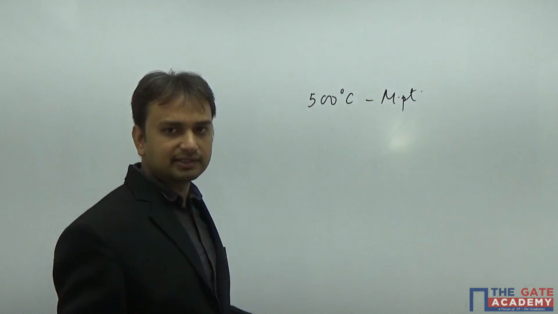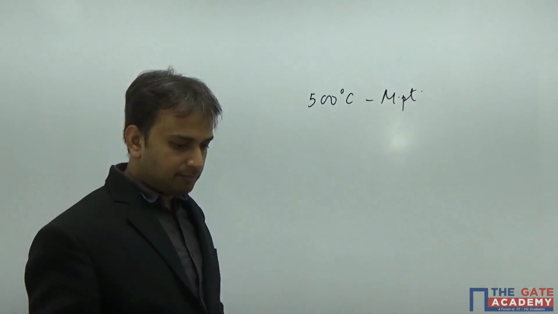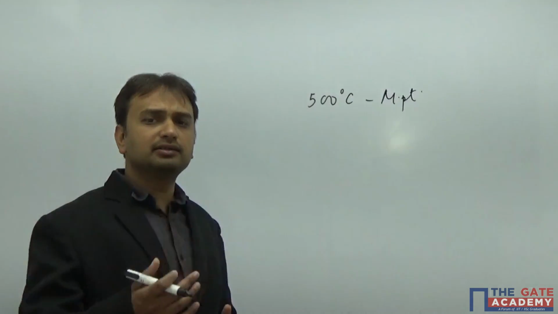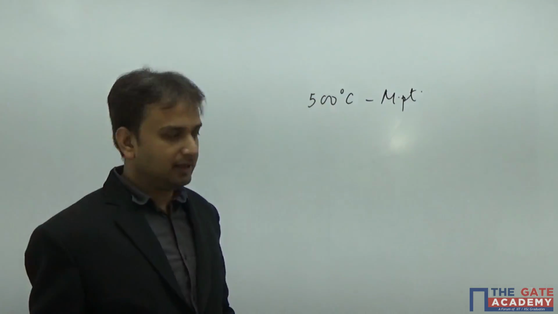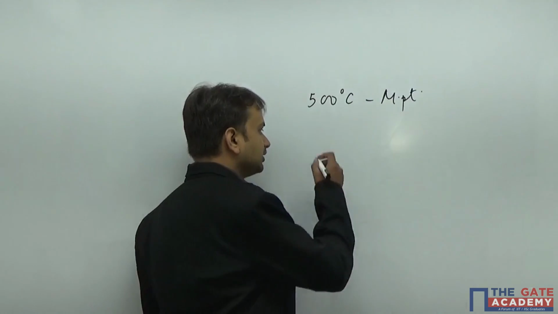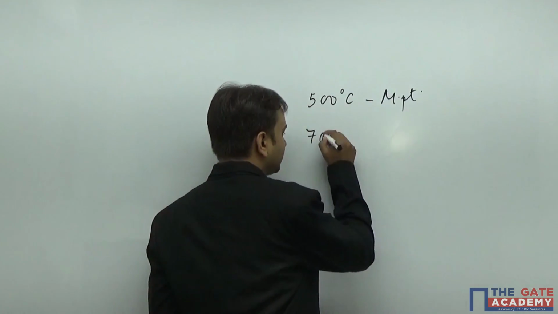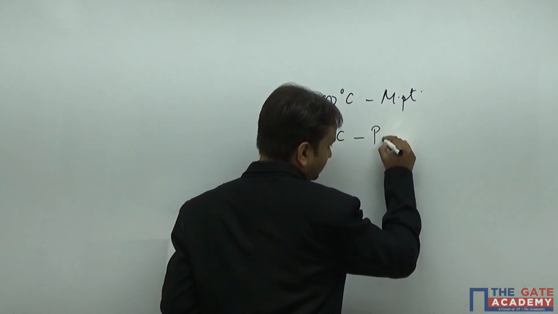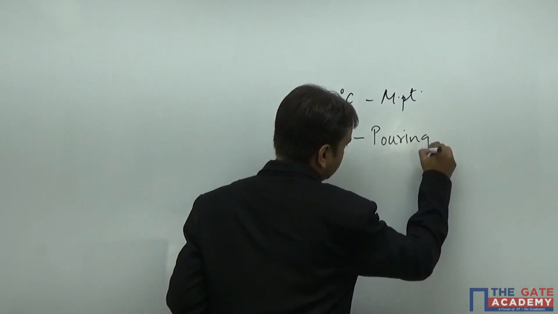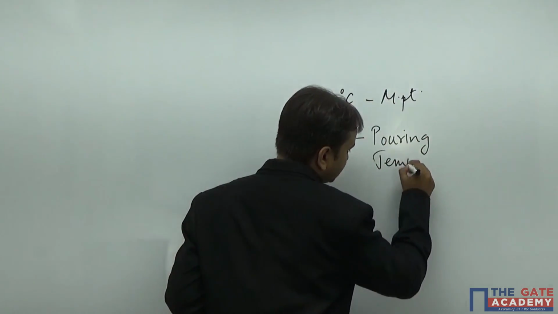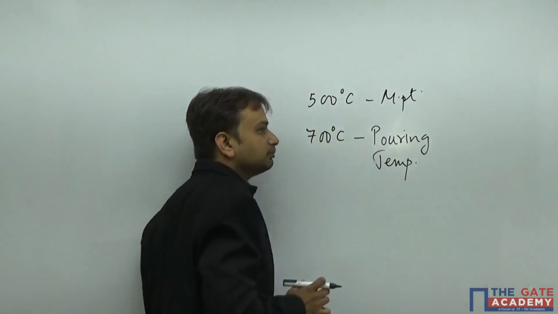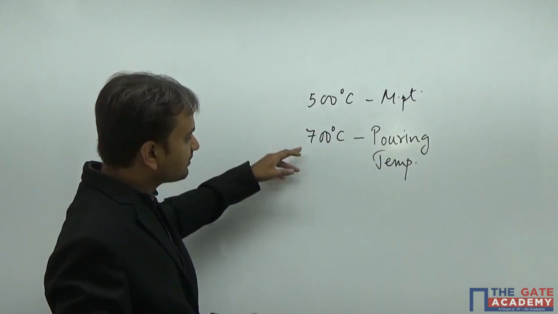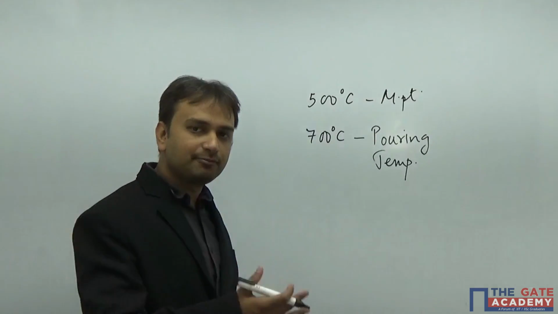Higher than 500 degrees Celsius, right? Fine. But how much higher? That is again a question. Now let us say that 700 degrees Celsius is the pouring temperature. So I have poured the same metal, which melted at 500 degrees Celsius, at 700 degrees Celsius.